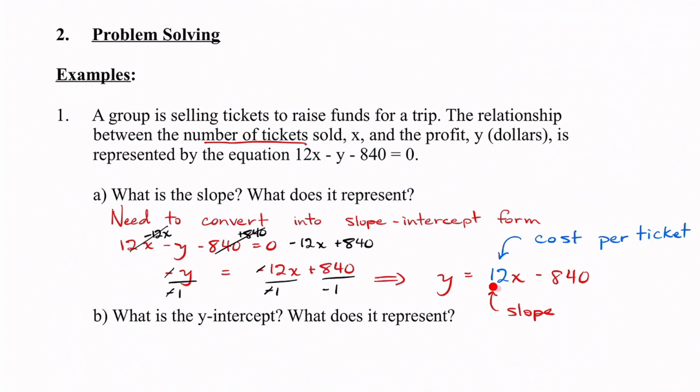So I'm just going to highlight that in a different color just so we can see the cost per ticket is 12, so $12, and that's also our slope.